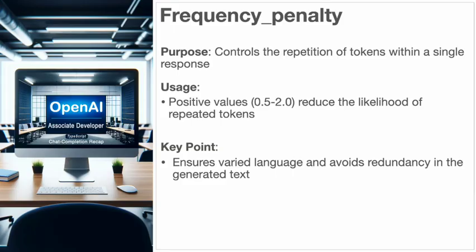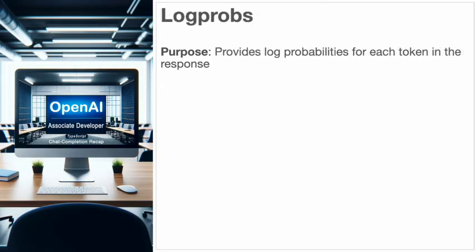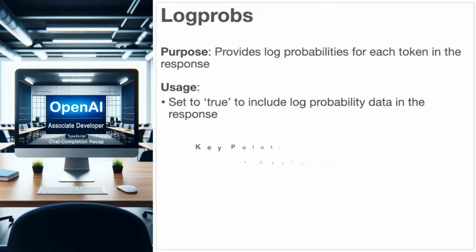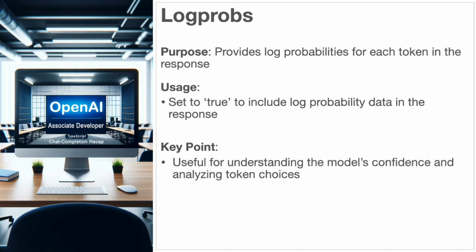We then covered the logprobs and top logprobs properties. Logprobs provide insights into the AI's confidence in its token choices. By enabling this property, you can see the log probabilities of each generated token, which helps in understanding the model's decision-making process and debugging responses.